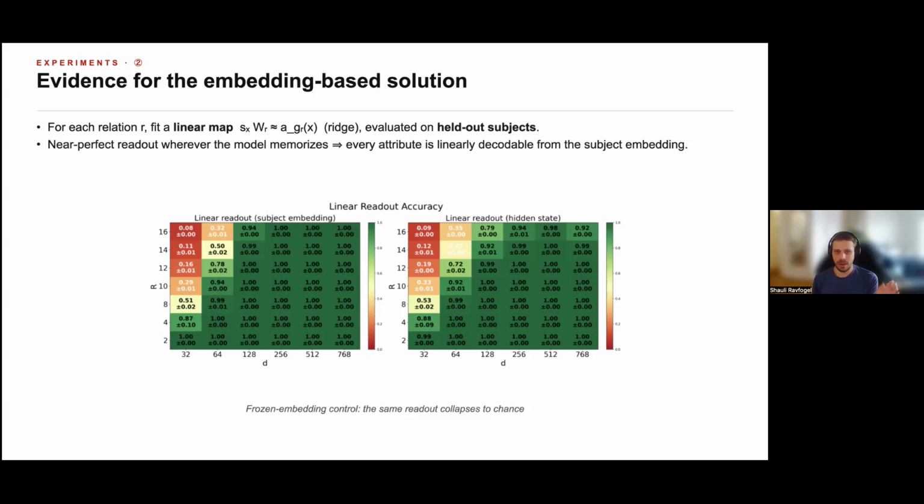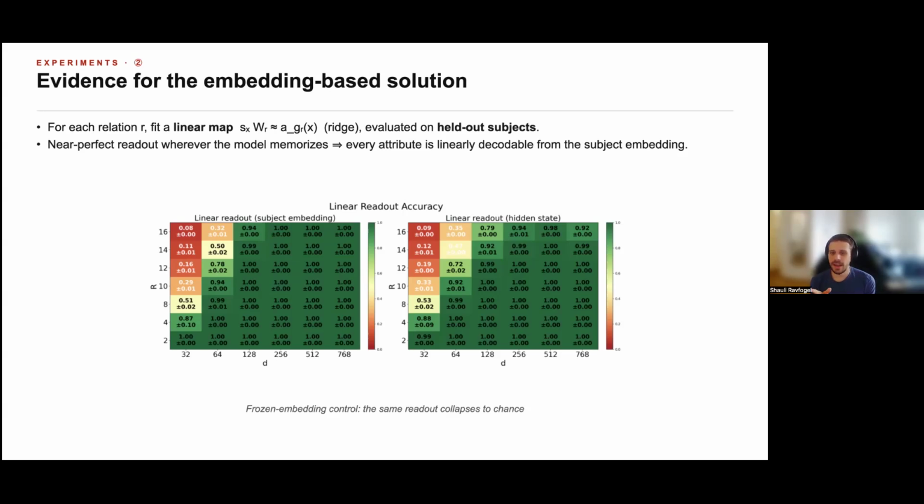Because if the embedding of the entity is just a concatenation of components that correspond to every particular answer, it's very easy to read out the answer from the uncontextualized embedding of the subject. So we try just that. We fit a ridge regression. And indeed, we find that it's possible to decode each answer with perfect accuracy from the uncontextualized embedding.